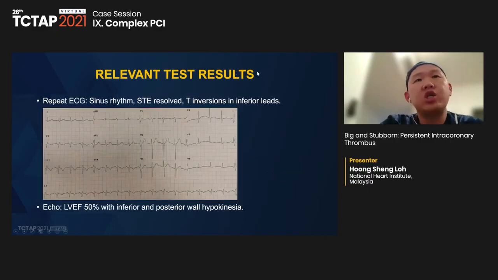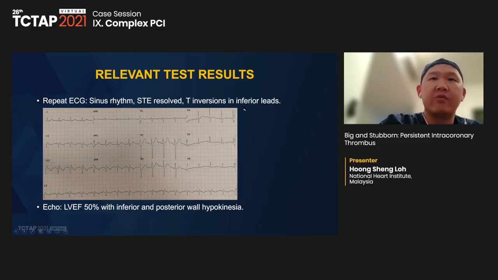The repeat ECG at the cardiac center shows sinus rhythm and the ST elevation resolved, and there were persistent T inversions in the inferior leads. The echo shows left ventricular ejection fraction of 50% with inferior and posterior wall hypokinesia.